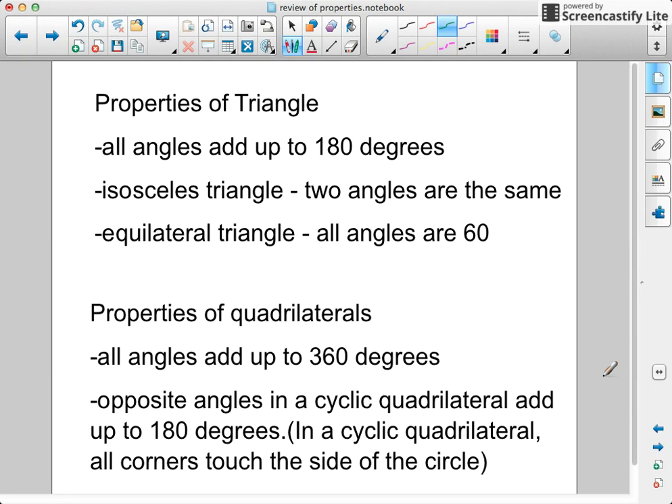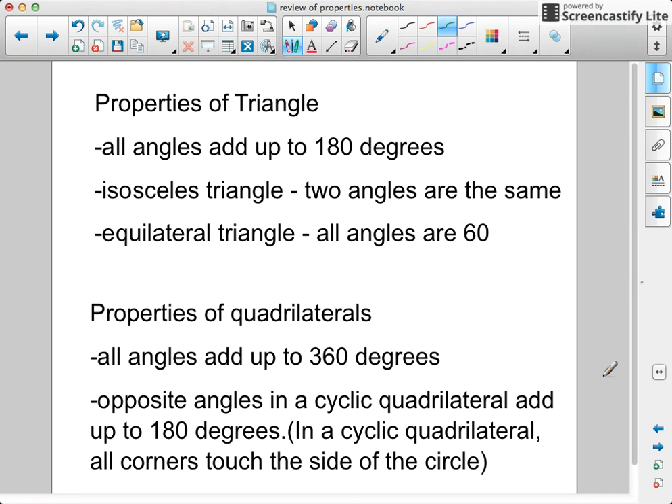Okay, it would be a good idea to pause the video and take down some of these if you don't remember them. Some basic properties that you need to remember. So properties of triangles, all angles add up to 180 degrees. An isosceles triangle is where two angles are the same and two sides are the same length as well. Equilateral triangle, all angles are 60 degrees.